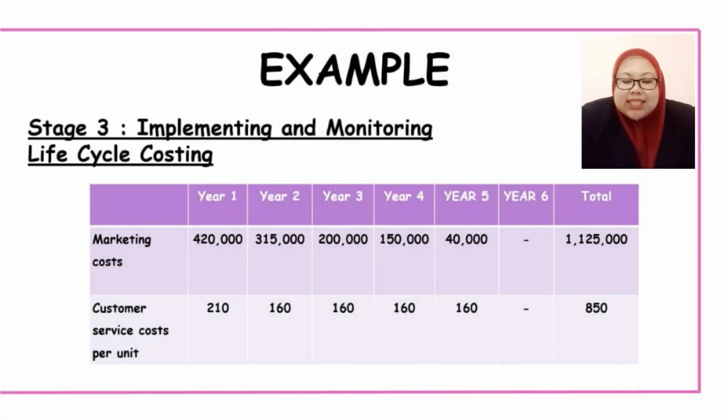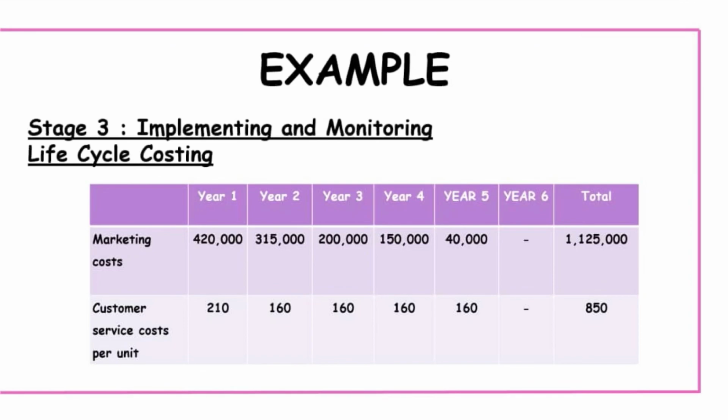In the third stage, implementing and monitoring life cycle costing, the company should include all costs relating to making the product exist in the market. All costs after the finished good is ready also need to be incurred. The marketing and customer service cost is incurred to ensure the product reaches the customers. The marketing and customer service costs are incurred from year 1 until year 5.